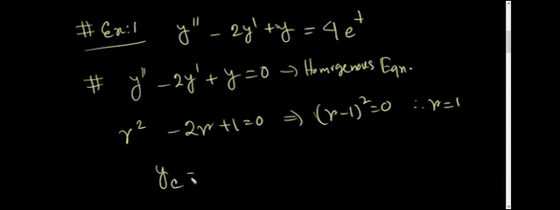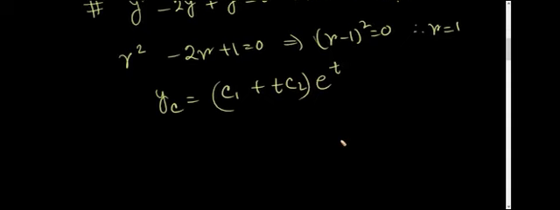So our complementary solution will be (c1 plus t c2) e to the power r, since r is equal to 1, we are not writing 1 explicitly. This will be just e to the power t. This is from your past lectures on solving second order homogeneous equations, where you have repeated characteristic roots. But now we want to find what is yp. This is the thing we need to find.